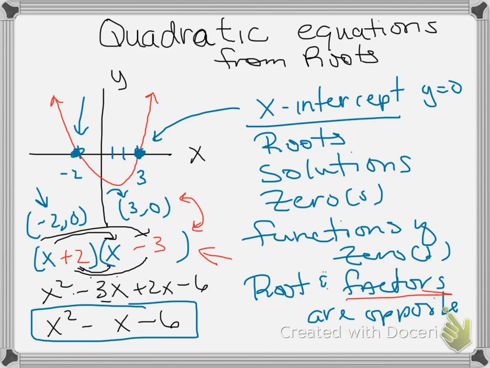Alright, let's try another one. They're all done like that, but I have a couple of different ones. What if I told you I had a set of x-intercepts? I'm going to put it in bracket form just so you can see it, and we'll pick 2, -3 here.